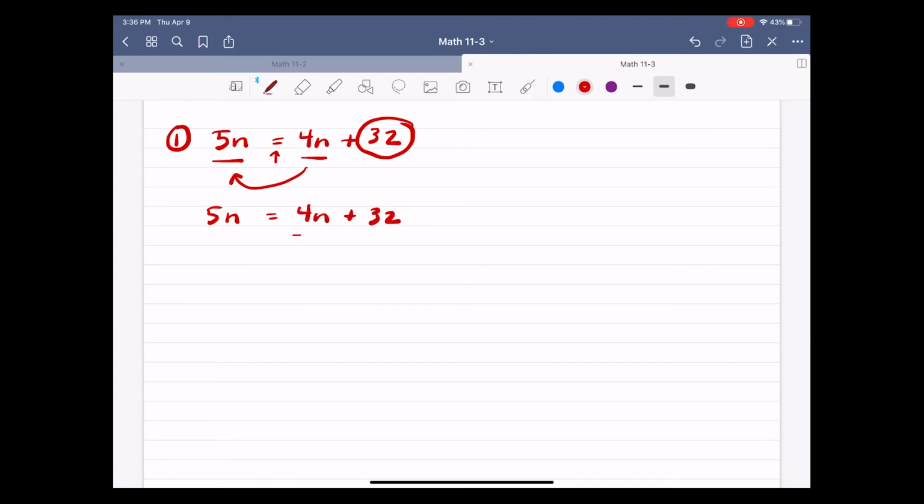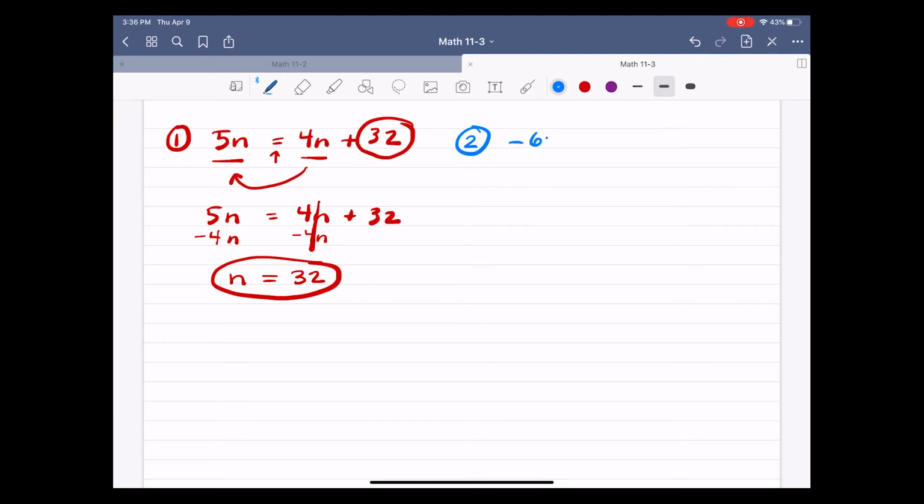I want to move this 4n to the left. So I'm going to subtract 4n from both sides. 4n minus 4n is 0. So I'm left with 32 equals 5n minus 4n, n. And that one was easy schmeezy. N equals 32.